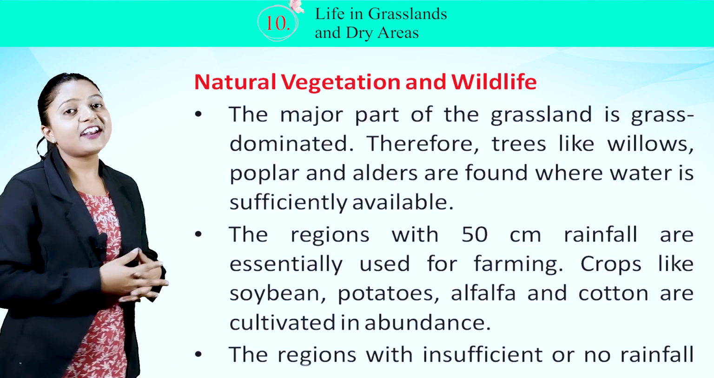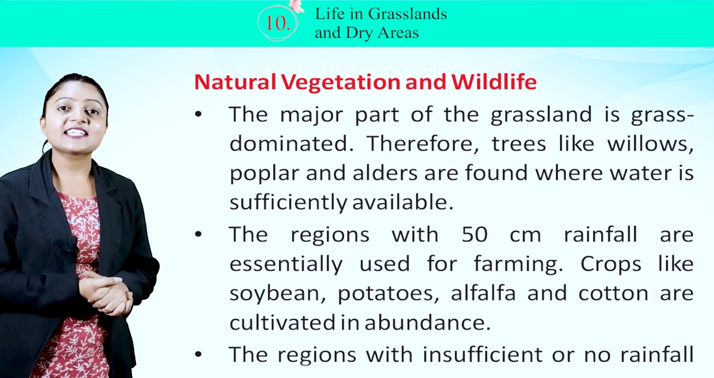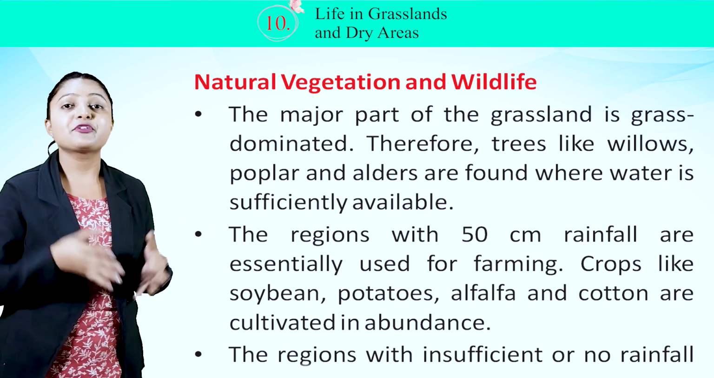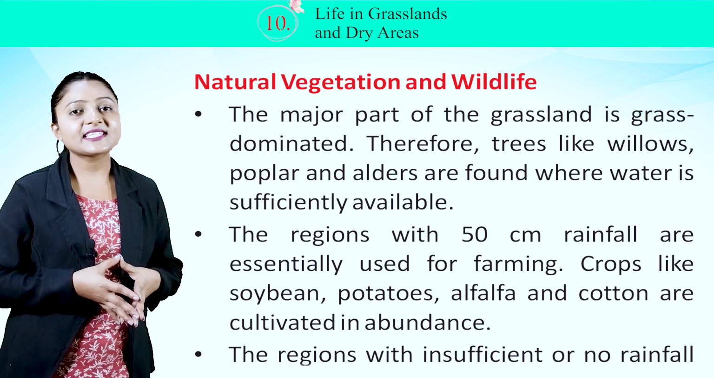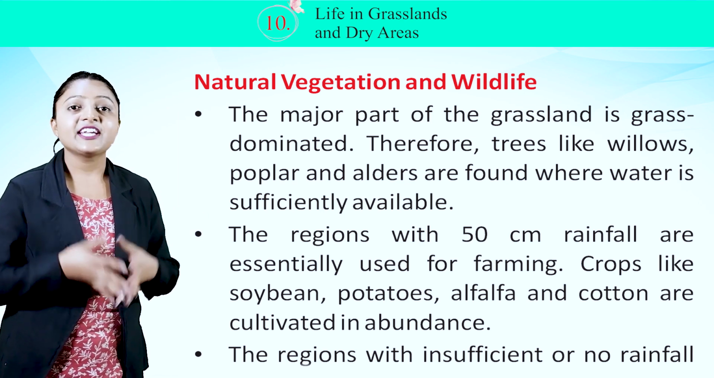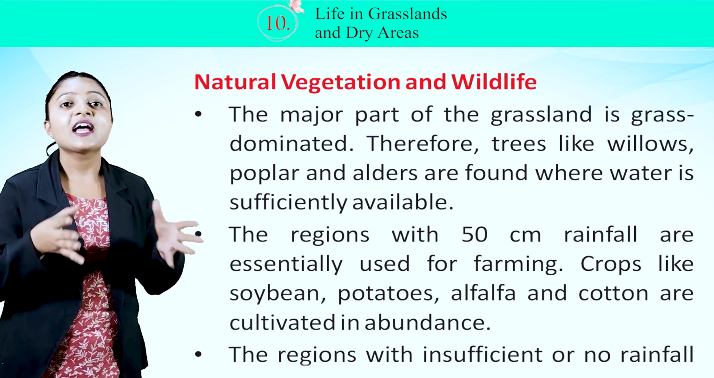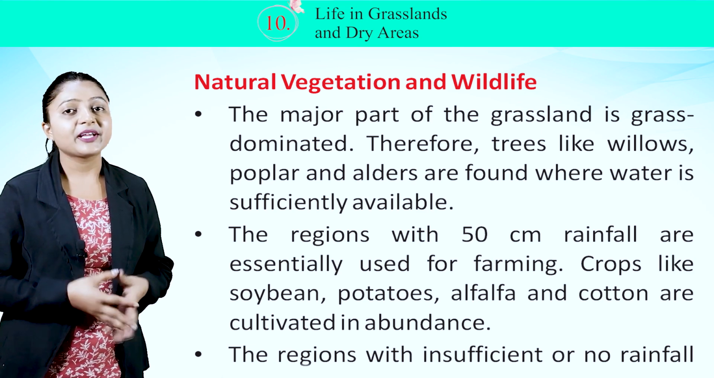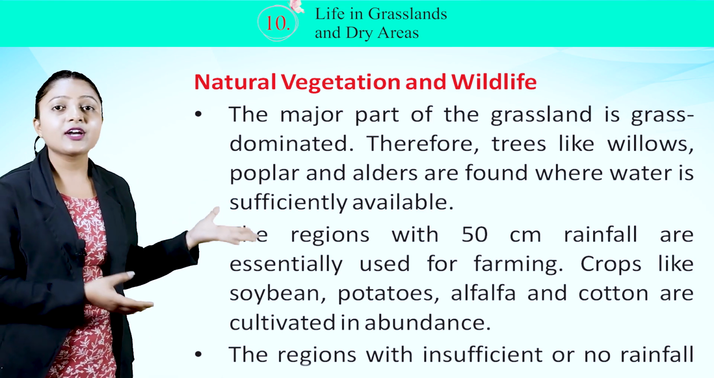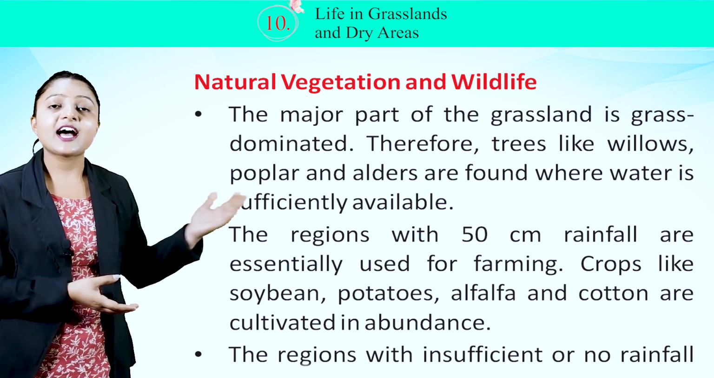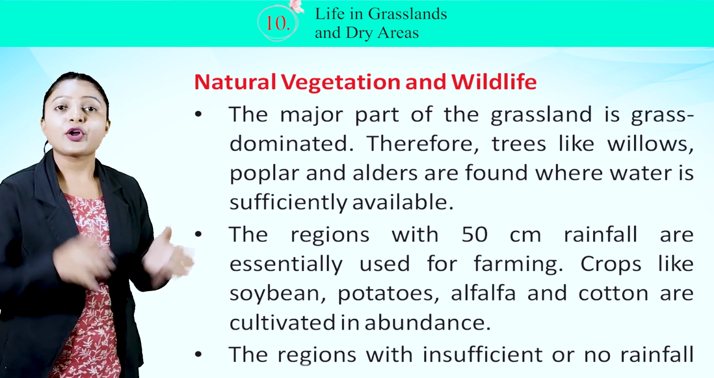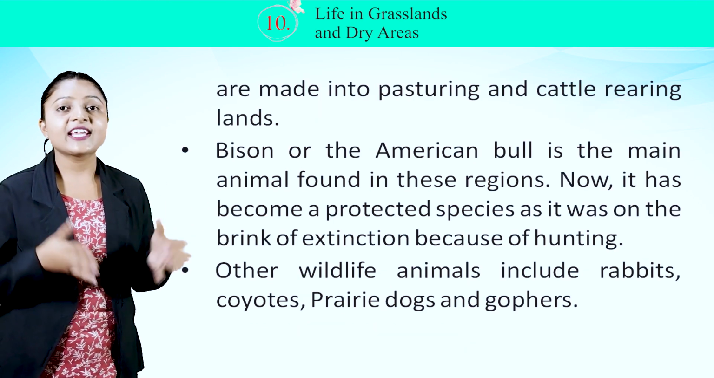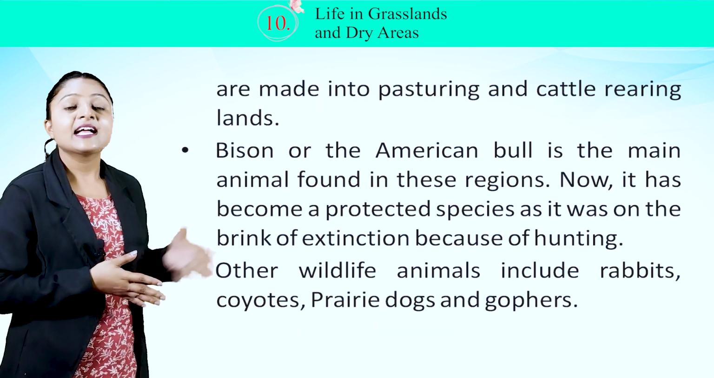Natural vegetation and wildlife. The major part of the grassland is grass dominated. Therefore, trees like willows, poplars and alders are found only where water is sufficiently available. The regions with 50 cm rainfall are essentially used for farming. Crops like soybean, potatoes, alfalfa and cotton are cultivated in abundance. The regions with insufficient or no rainfall are made into pasturing and cattle rearing lands.